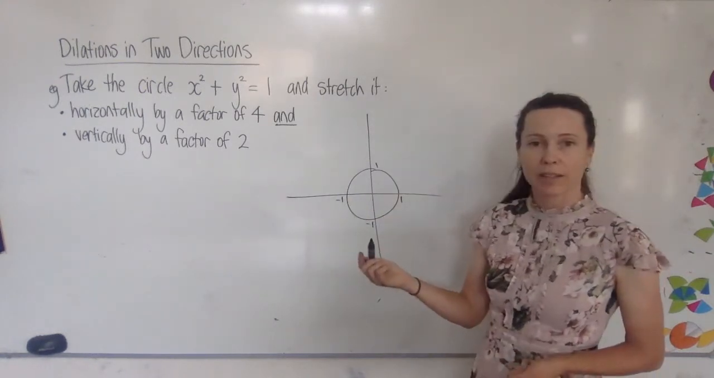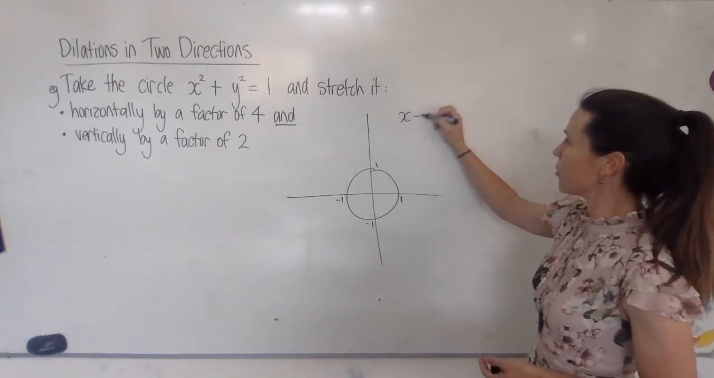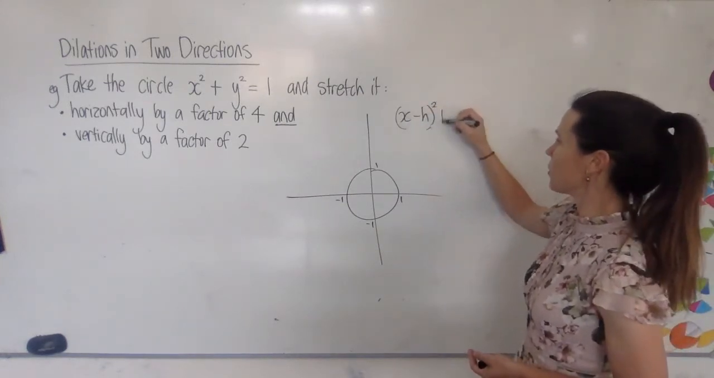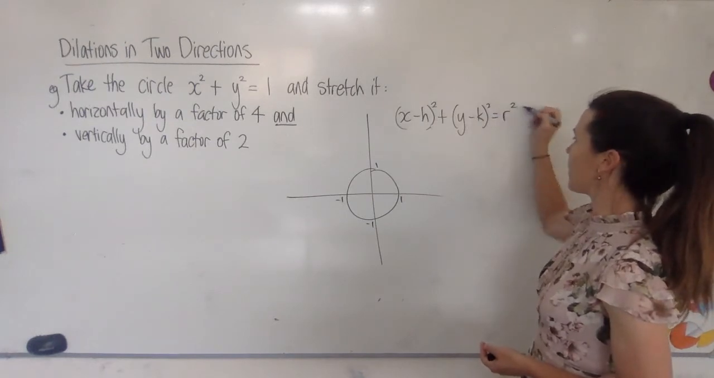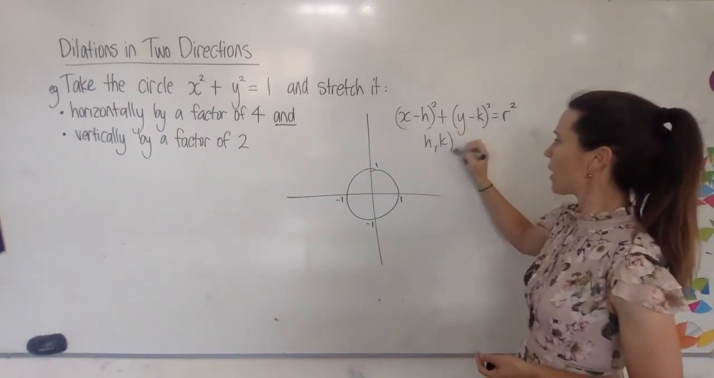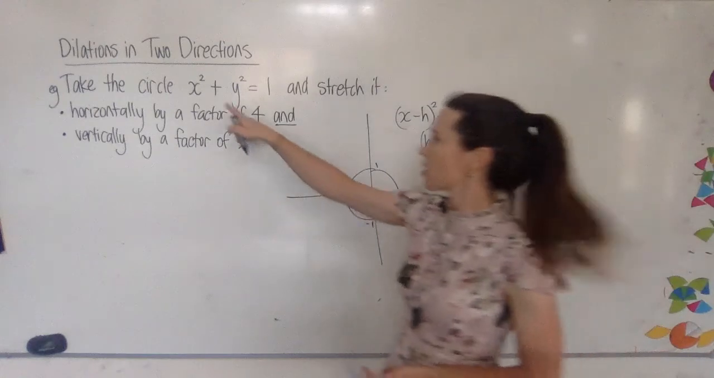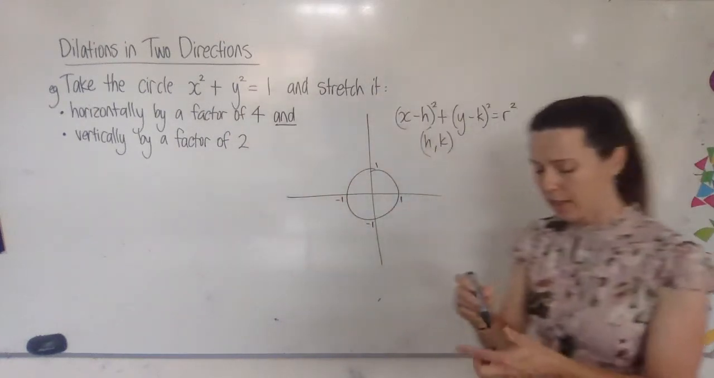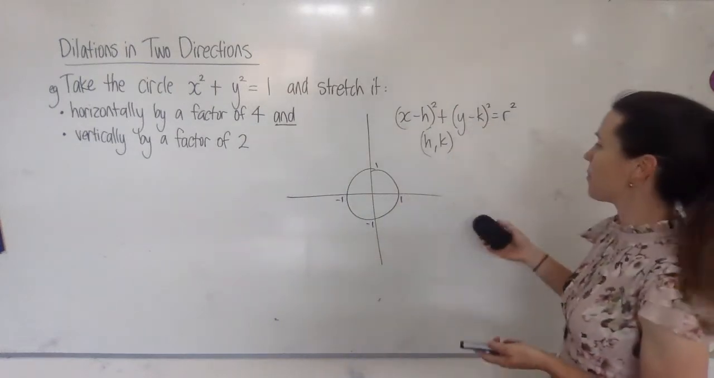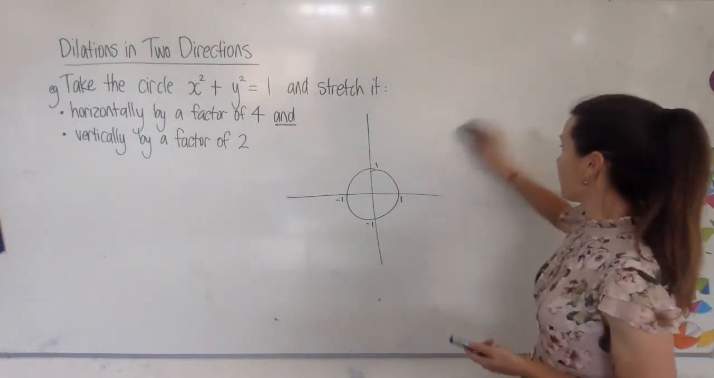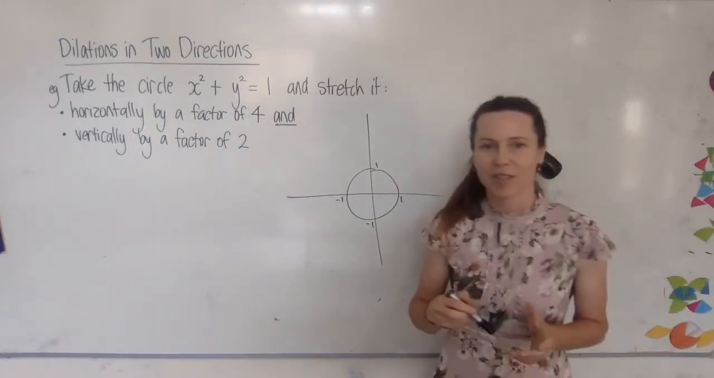If the circle had its centre somewhere else, of course, we already know this formula too, where the centre would be (h, k). But in this case, if we've just got x and y, we'll just keep it really nice and simple. We don't want to make dilations and translations at the same time. I mean, we can, but not today. Let's just do the dilations first.